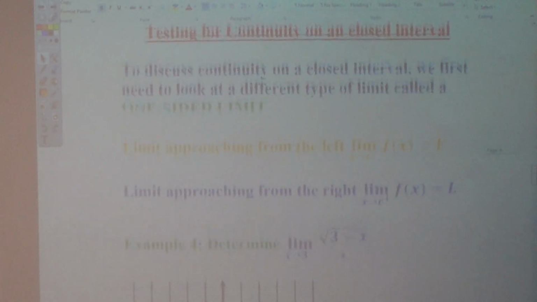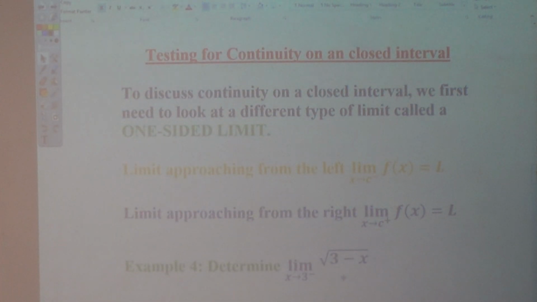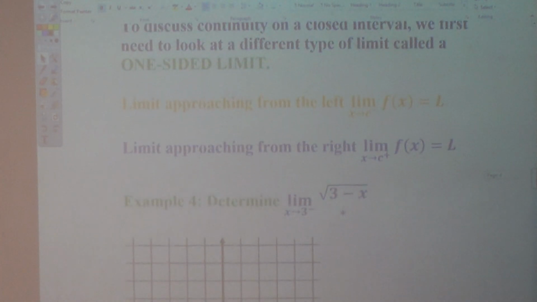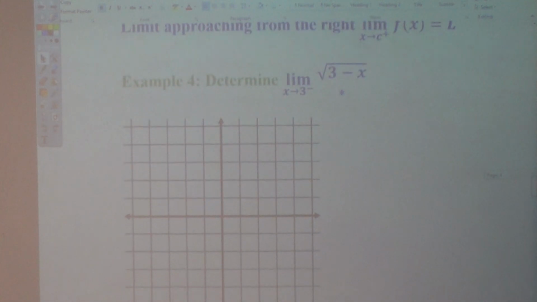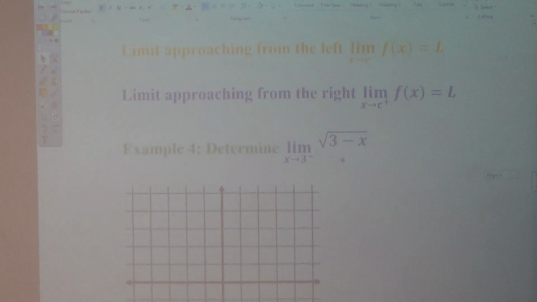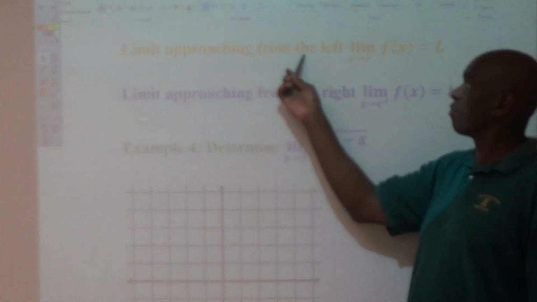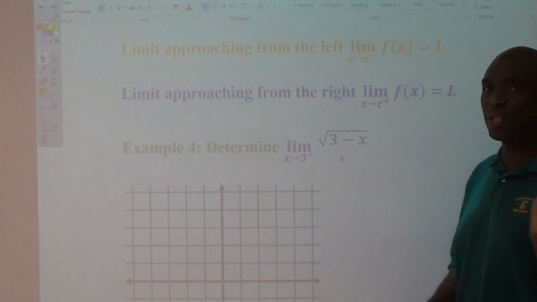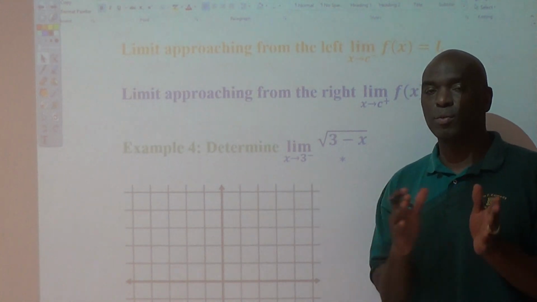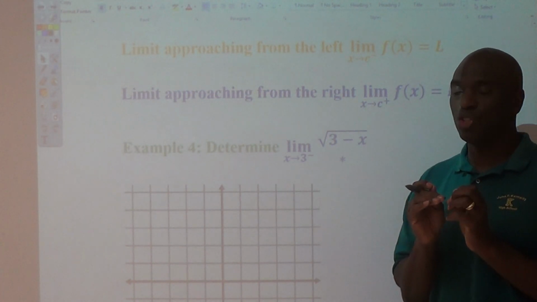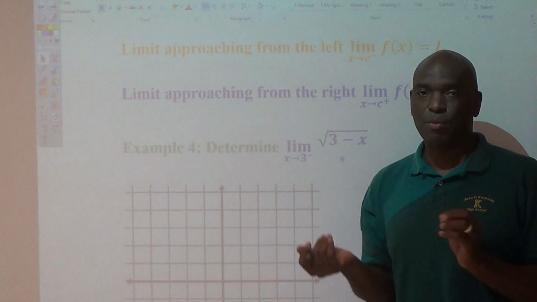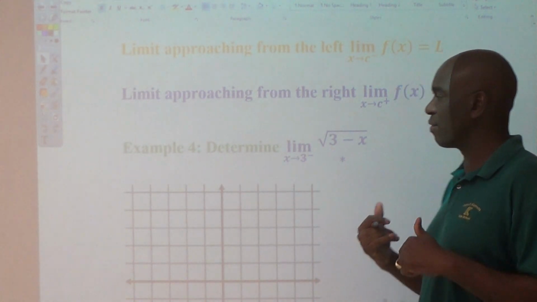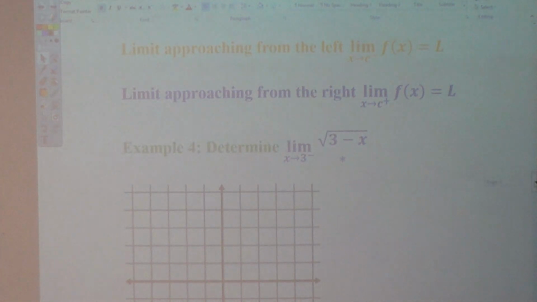All right, testing for continuity on a closed interval, and one-sided limits here. So we have the limit approaching from the left, limit approaching from the right. Now we're looking at each side. What's the function doing regarding the left approach and regarding the right approach? What's happening with the function regarding each side, at a certain value.